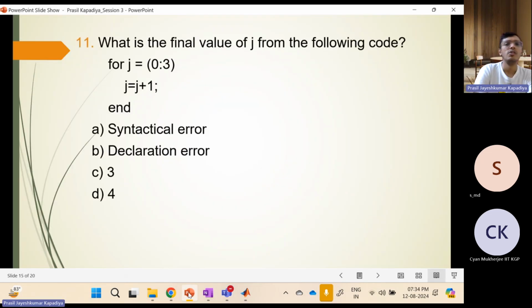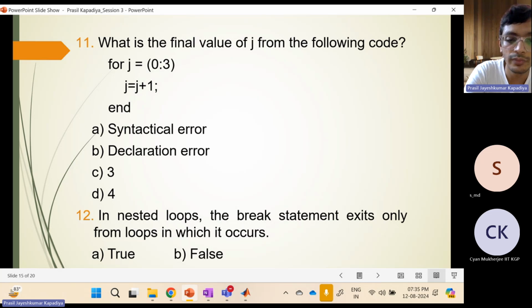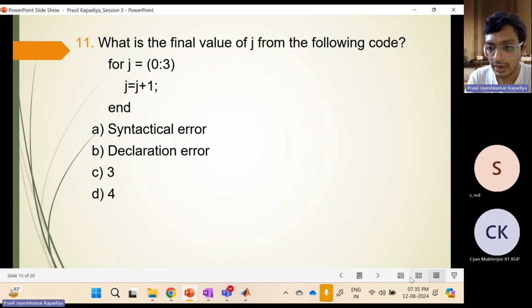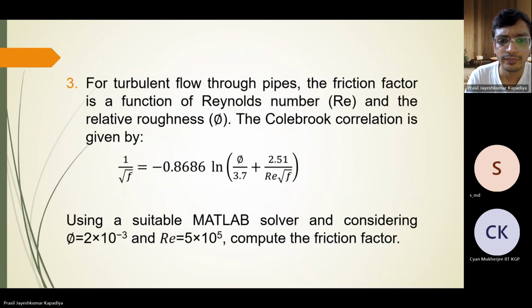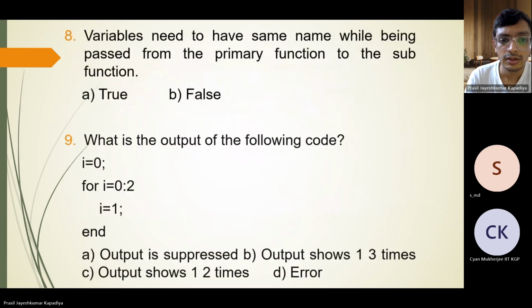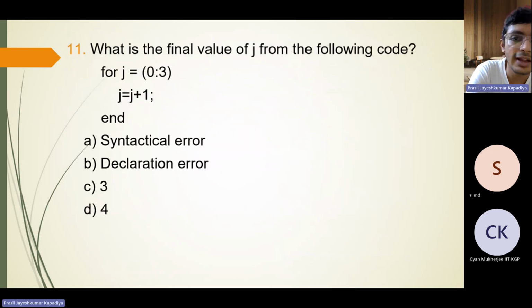Now, next question. What is the final value of j from the following code? j is equal to 0 colon 3. So what does 0 colon 3 mean? It will start with 0, then 1, then 2, then 3. Let's say first j is equal to 0 colon 3, meaning j is 0, 1, 2, 3.